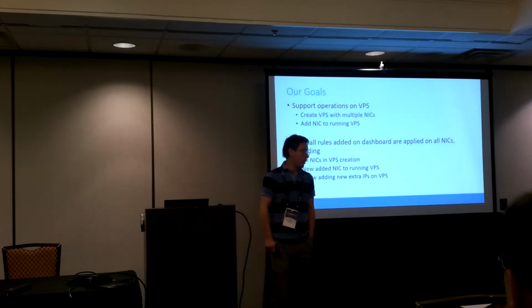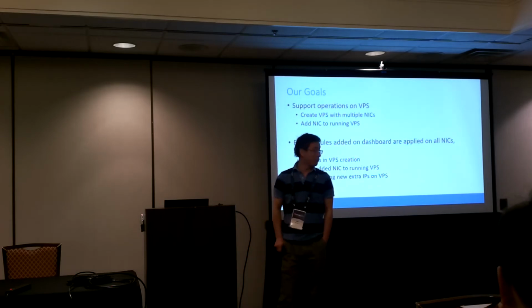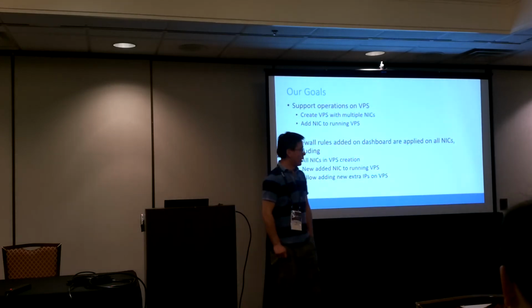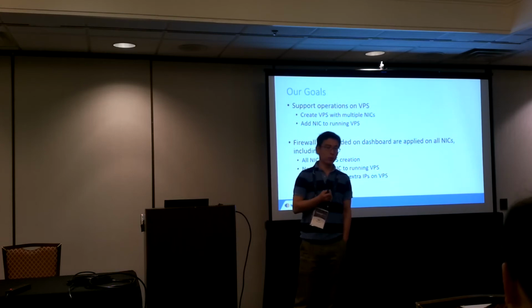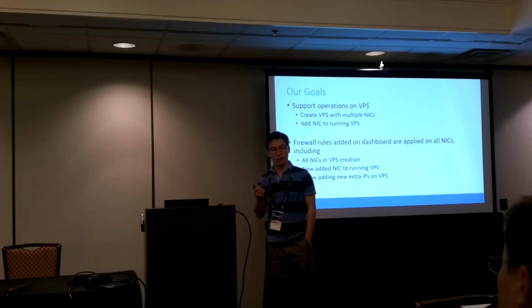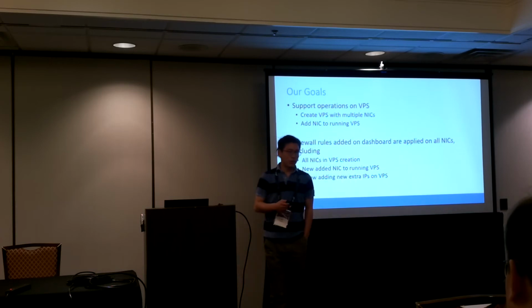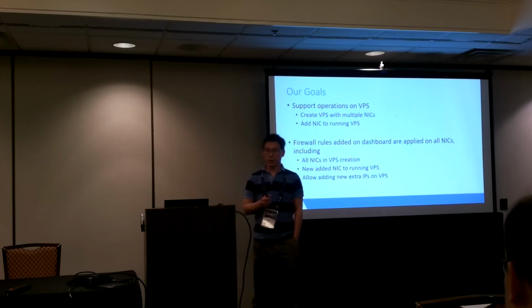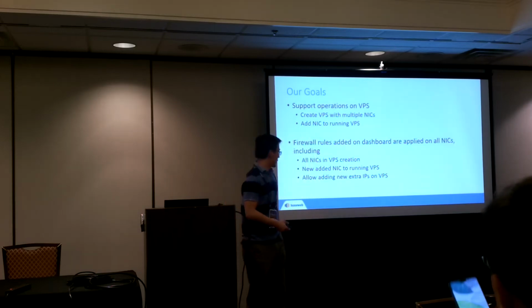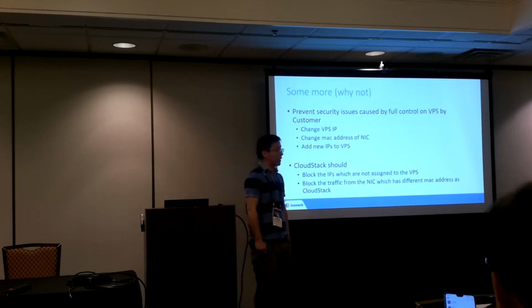So we were thinking about whether we can support multiple NICs and IPs. Our goal, first, the operation should succeed. We should be able to create VPS with multiple NICs on the UI and on the API, and in addition to it, all the IPs and NICs should be working fine. That's our goal.